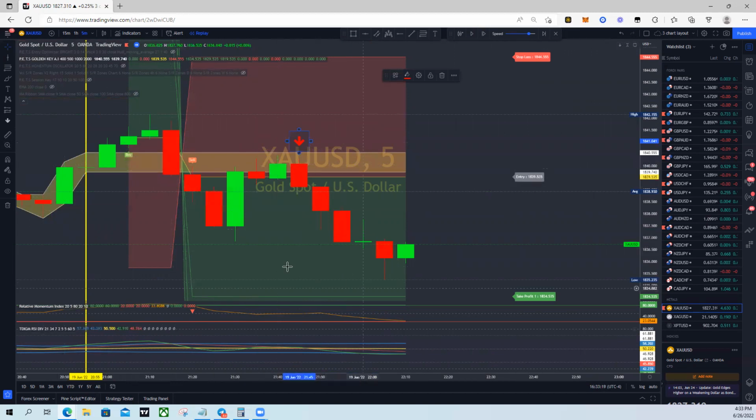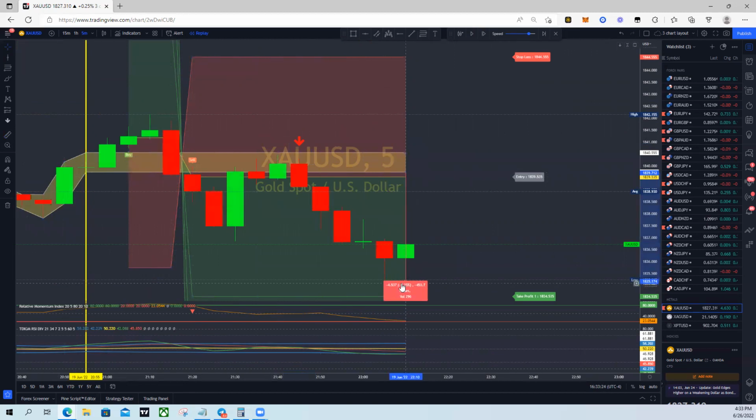Came back into the zone. Perfect selling opportunity. You're done for the day. You're selling outside the zone. That went 45 pips.